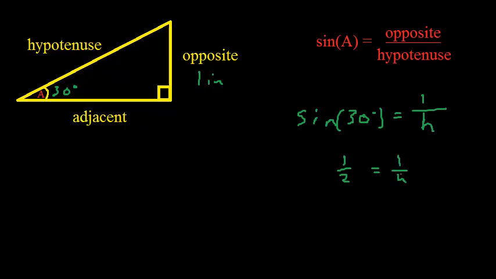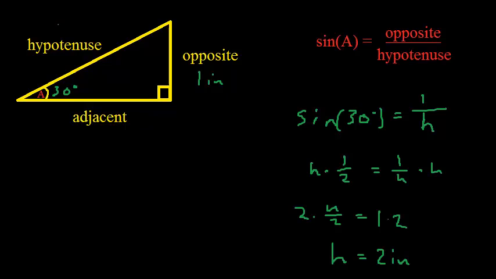I can then solve for h. I can multiply both sides of this equation by h to get out of the denominator. I then have h over 2 is equal to 1. Multiply both sides by 2 to get h by itself, and I have h is equal to 2 inches.